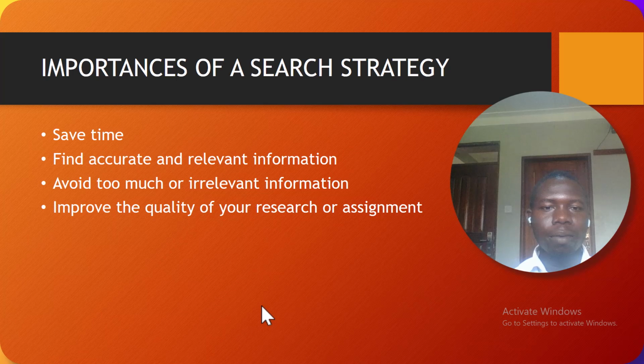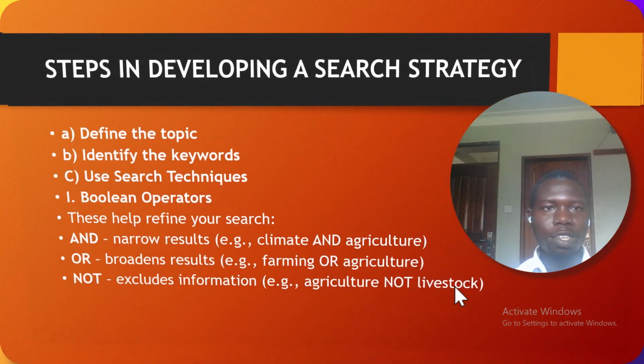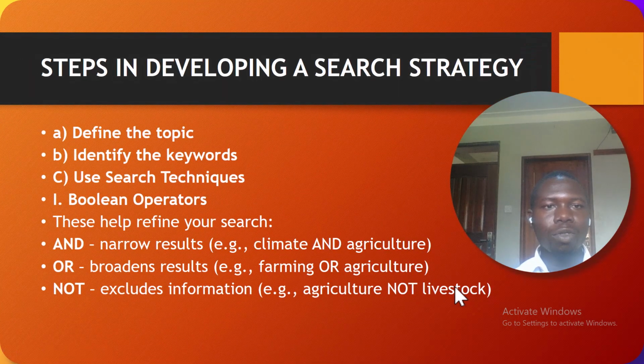So let's look at the steps involved in developing such strategies. The first step is you have to define the topic. Clearly understand what you are looking for. For example, I'm looking for effects of climate change on agriculture. That's when I'm defining the topic. B is saying you have to identify the keywords, because my topic was effects of climate change on agriculture. So my keywords are climate change, agriculture, and effects.